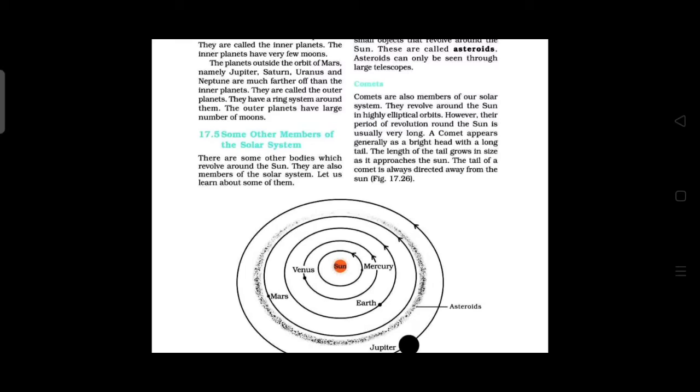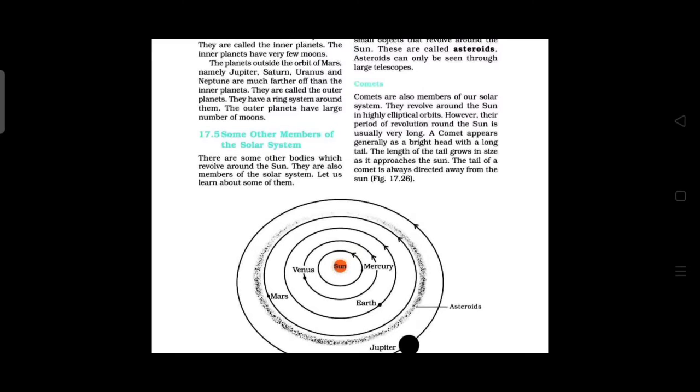Comets are also members of our solar system, like asteroids. They revolve around the Sun in highly elliptical orbits. A comet appears generally as a bright head with a long tail. The length of the tail grows in size as it approaches the Sun. The tail of the comet is also directed away from the Sun.